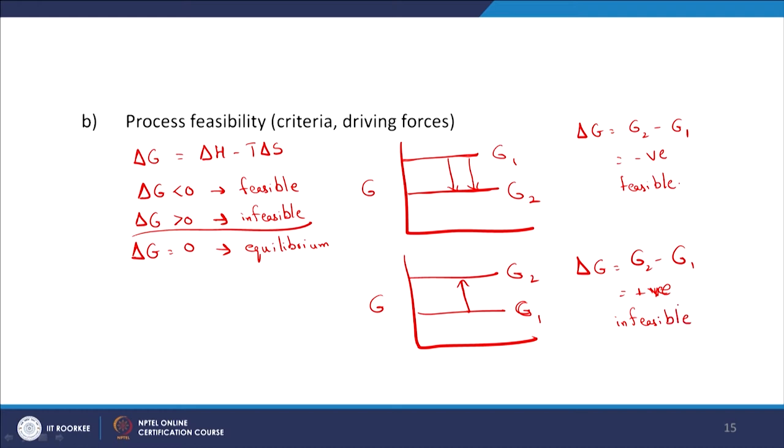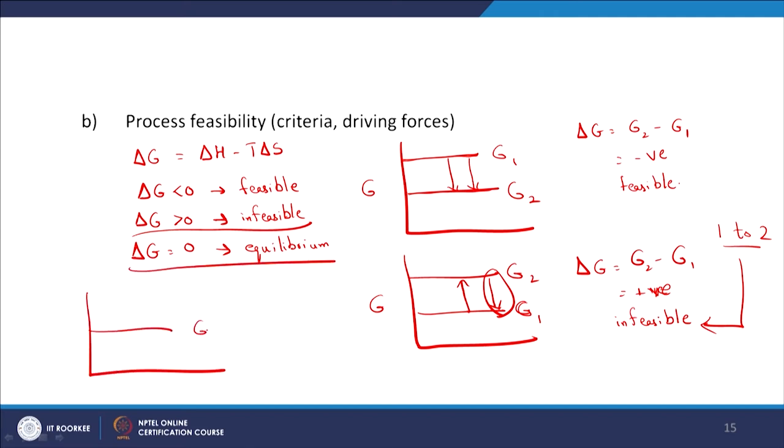But as you can visualize, the system can go from G2 to G1. The reverse reaction is feasible. This is what we can understand from here. So this indicates that the reverse reaction is feasible, but the reaction that goes from 1 to 2 is infeasible. And obviously, the third aspect is self-explanatory.